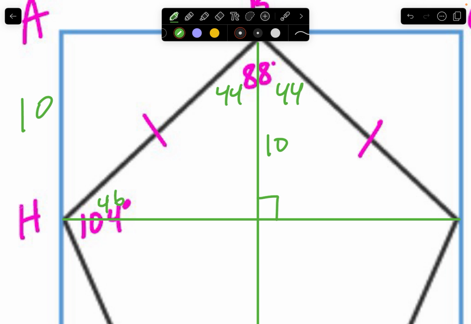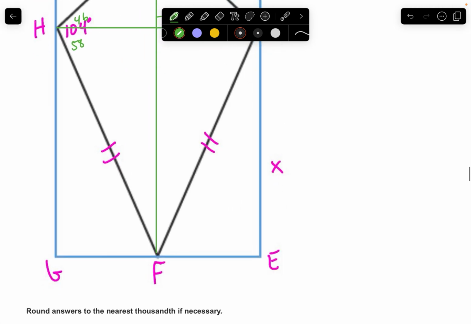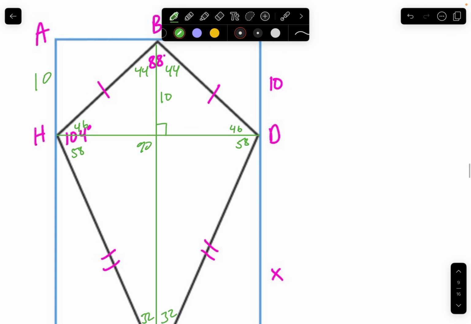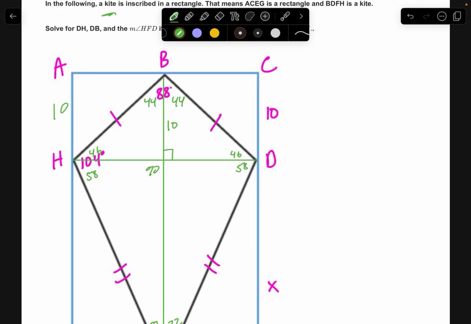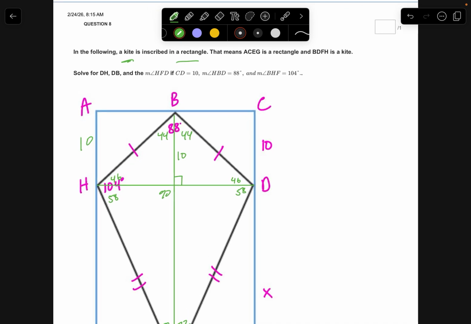104 minus 46, well, 104 minus 6 would be 98. Minus 40 would be 58, which would mean this is also 46 and 58. Using our rules of, if this is 90, 58, 90 minus 50 is 40, minus 8 would be 32. So these are going to be 32s. All I did was use my reflection rules and my perpendicular rules to get all that. All right, so I filled in all that.